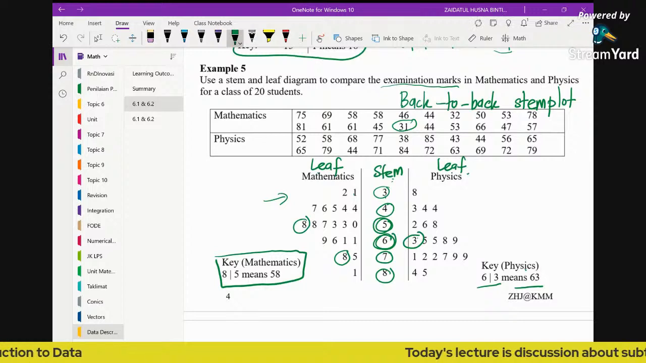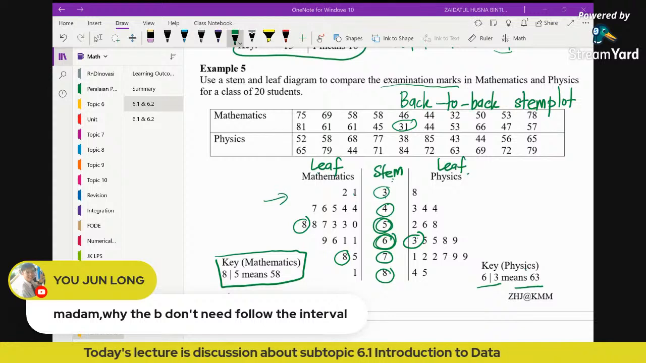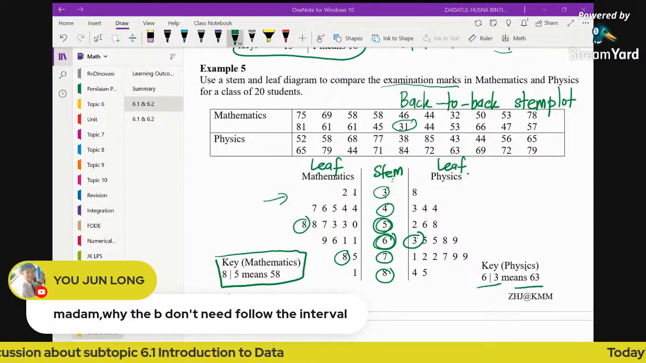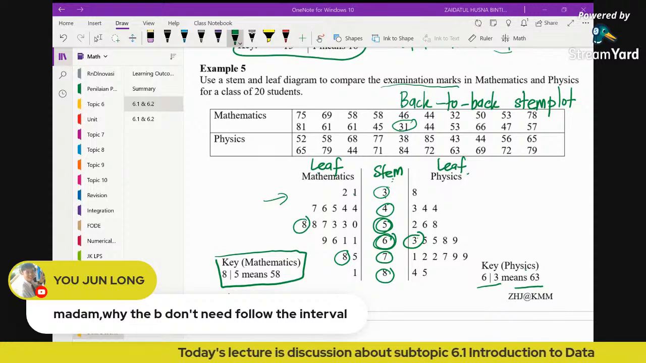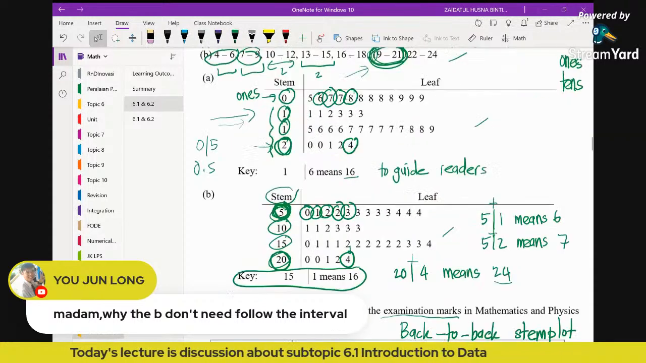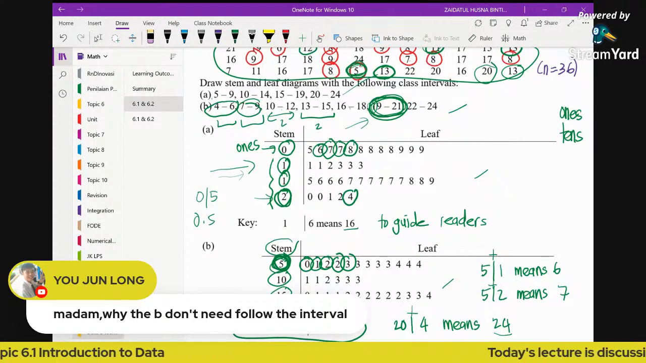Okay, so there is also one question. Junlong asks, Madam, why the B don't need to follow the interval? Let's see the B here. Why don't they need to follow the interval?